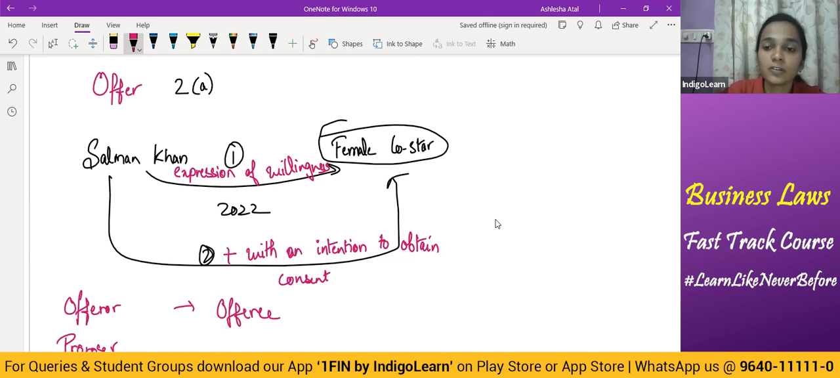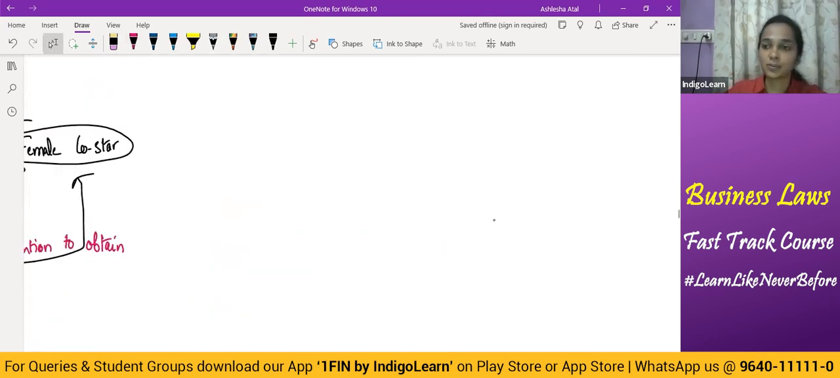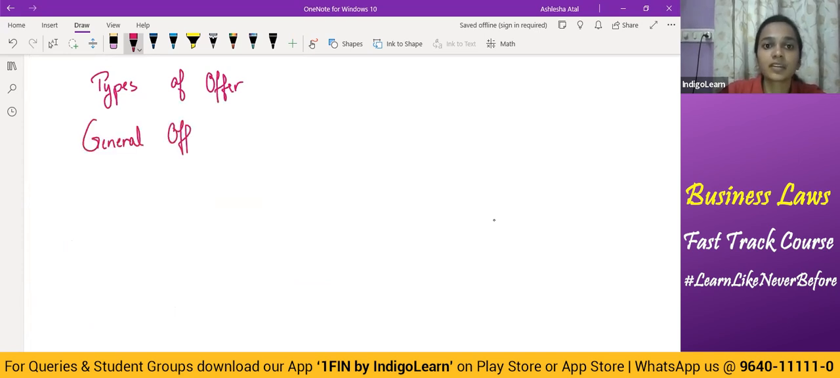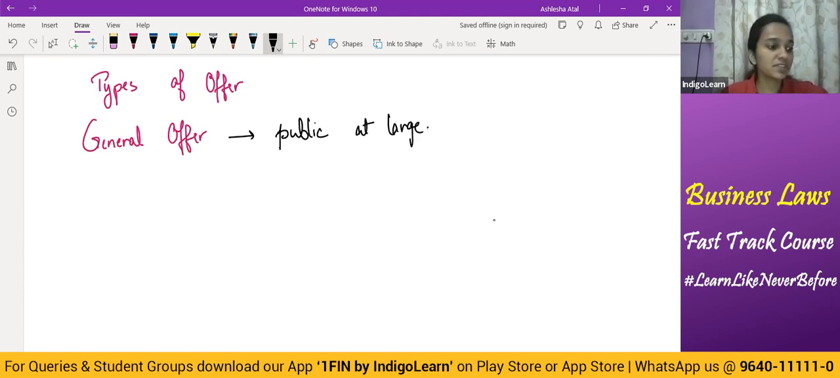Now, let's talk of the different types of offer. The first type of offer is a general offer. A general offer is an offer which is made to the public at large, which means anyone can come and accept the offer. Now, you would have seen advertisements on television.